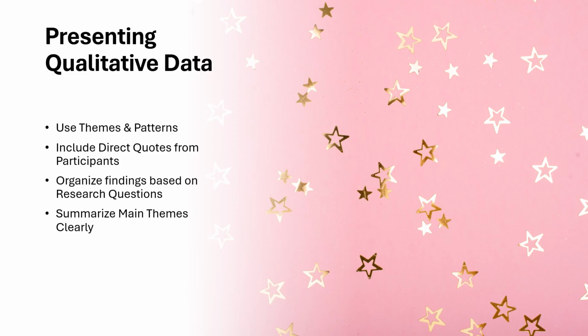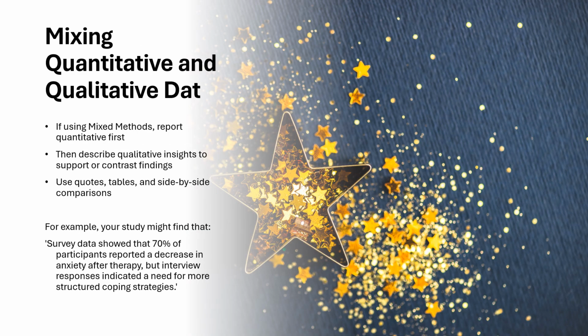So now let's talk about combining quantitative and qualitative data in mixed methods research, for those of you doing that. For mixed methods research, you need to combine both numerical data and qualitative insights. So start by reporting your quantitative results. These provide a broad statistical picture. Then introduce qualitative themes that either support or challenge the numerical data. Use side-by-side comparisons, quotes, and visuals to illustrate these connections. This structure allows you to integrate both data types effectively.